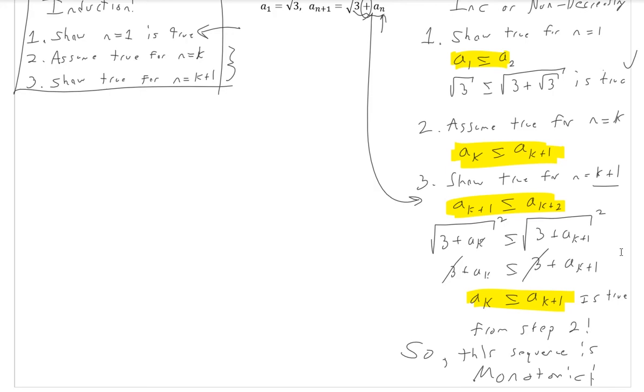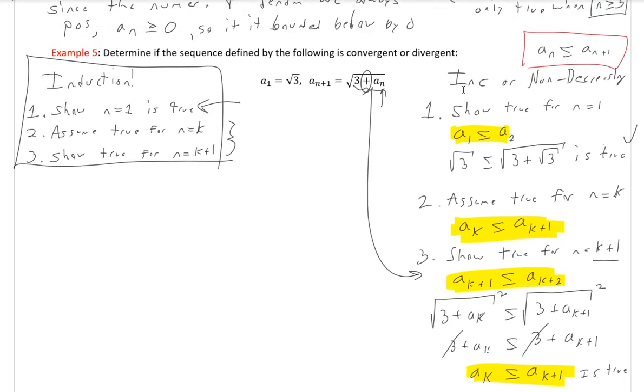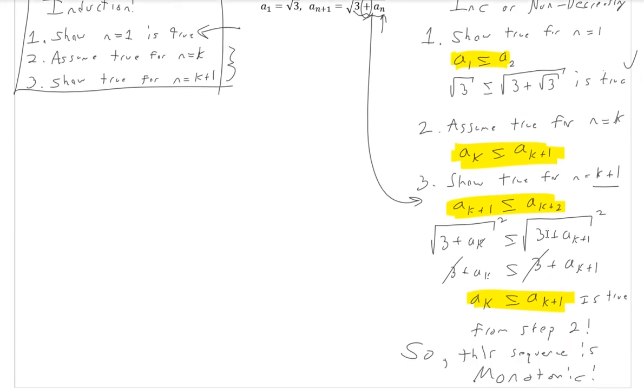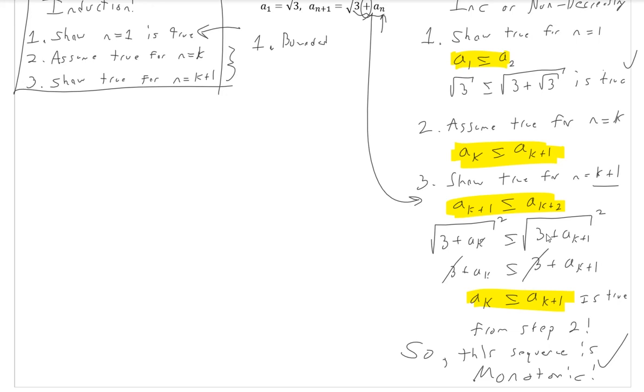Now, I did it with non-decreasing. You could have also made it more strict and just did increasing. So a sub n is less than a sub n plus 1. That would still work perfectly fine. But again, that's half of it. We have monotonic. So we need, again, first we want it to be bounded, and we want it to be monotonic. So we're done with the second one.